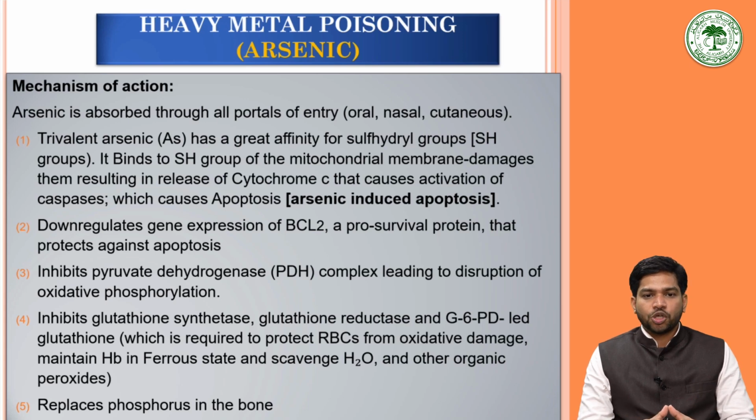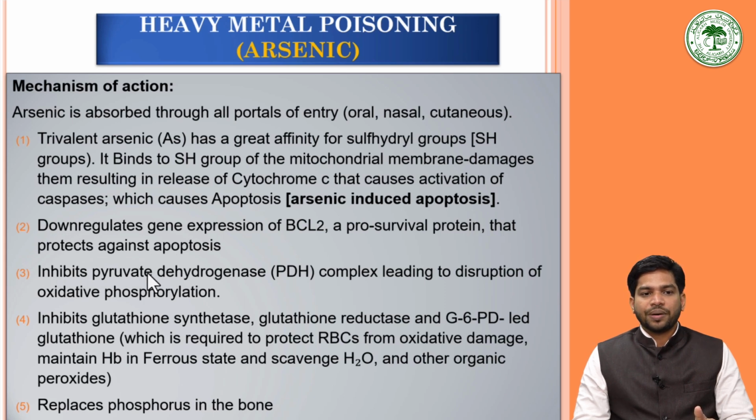Then the mechanism of action of the arsenic poisons. Arsenic is absorbed through all the portals of entry, whether orally, nasal or cutaneous routes. The trivalent arsenic has a great affinity for the sulfhydryl group. It binds to the sulfhydryl group of the mitochondrial membrane and damages them, resulting in release of cytochrome C that causes activation of caspase enzyme, which causes the apoptosis. Arsenic induces apoptosis of the cells. Then another mechanism is it down-regulates the gene expression of BCL2, a pro-survival protein that protects against the apoptosis.